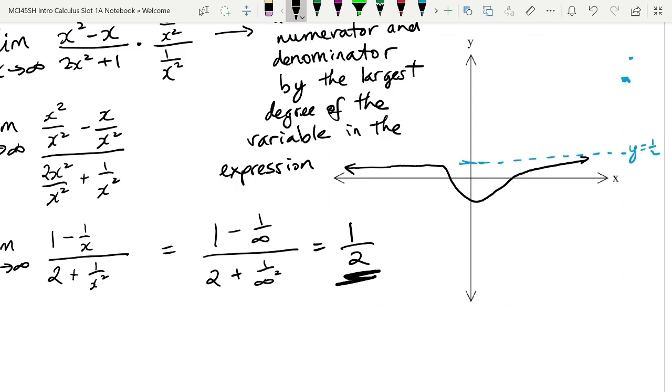I guess I could have maybe done one more line in here. It's 1 minus 0 over 2 plus 0. Right? These things here are mathematically 0. Okay?